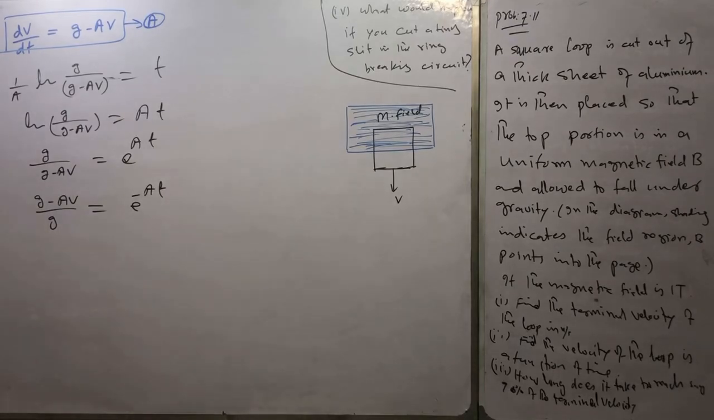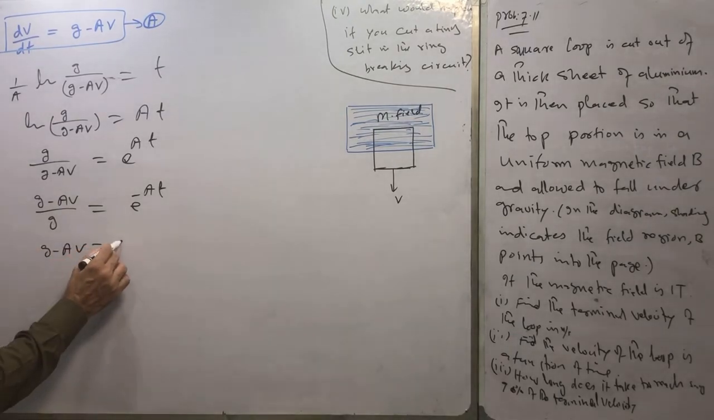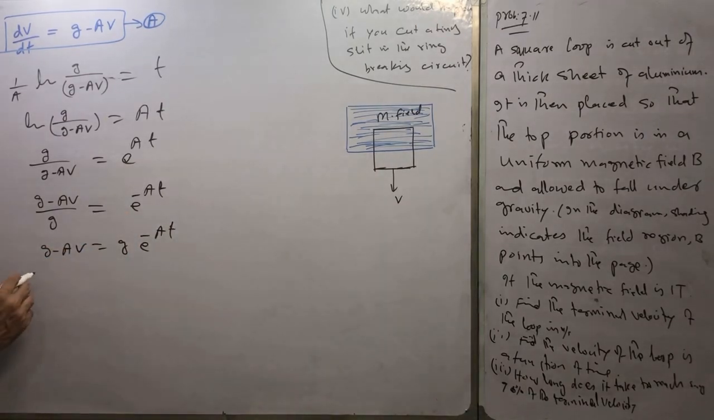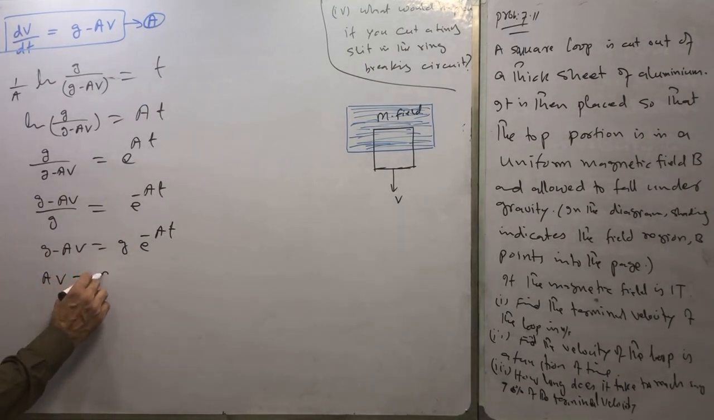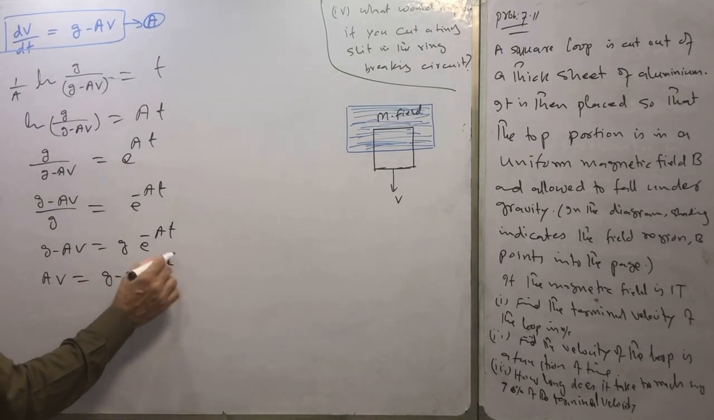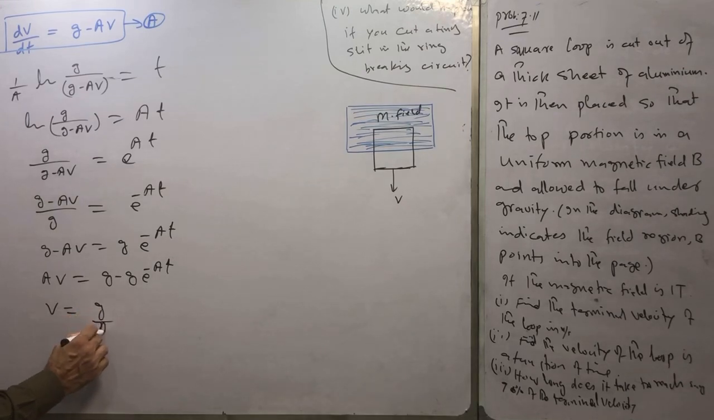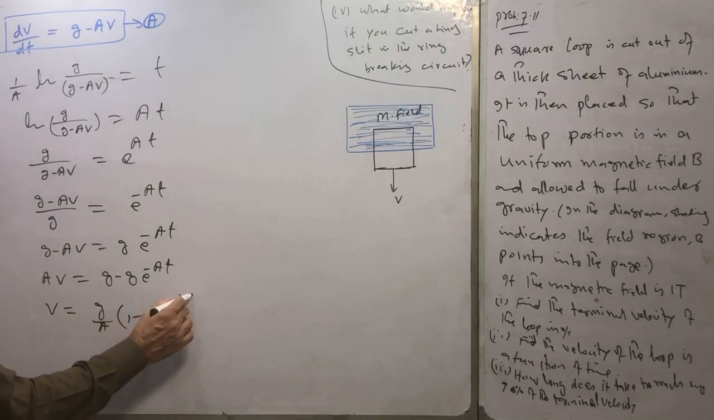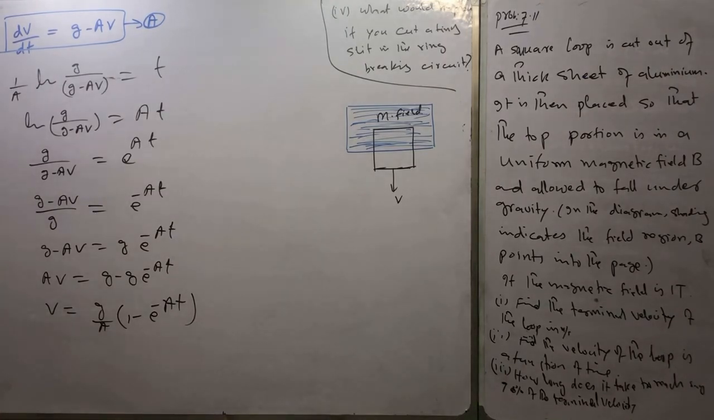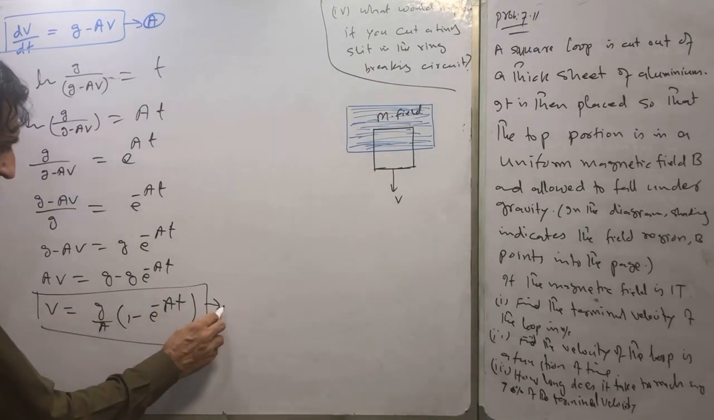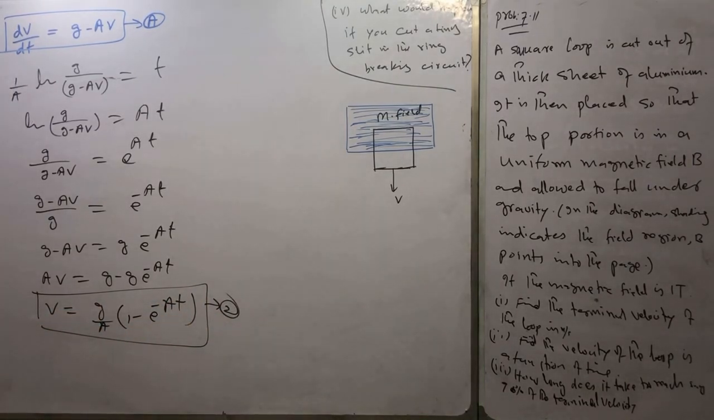This is straightforward mathematics. Then this has the form g − av = g e^(−at), and if we solve for v, then av = g − g e^(−at), and v = (g/a)(1 − e^(−at)). We call this equation A.